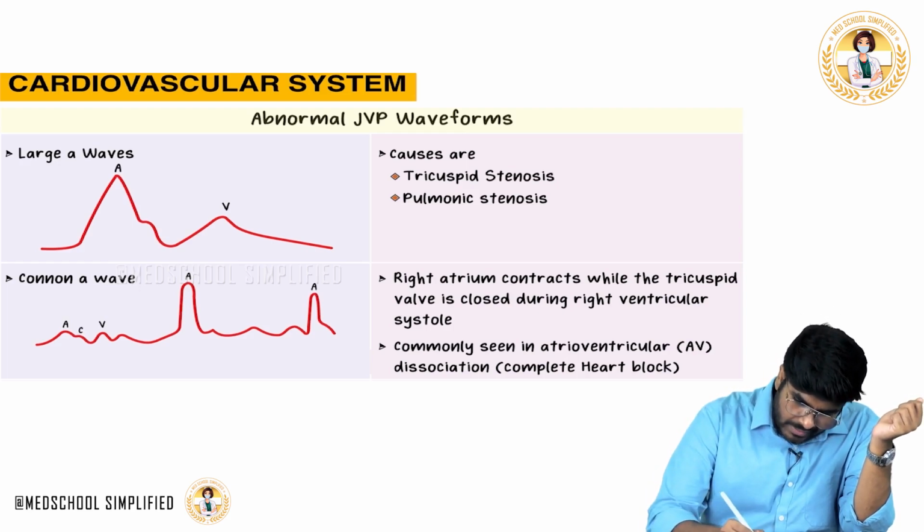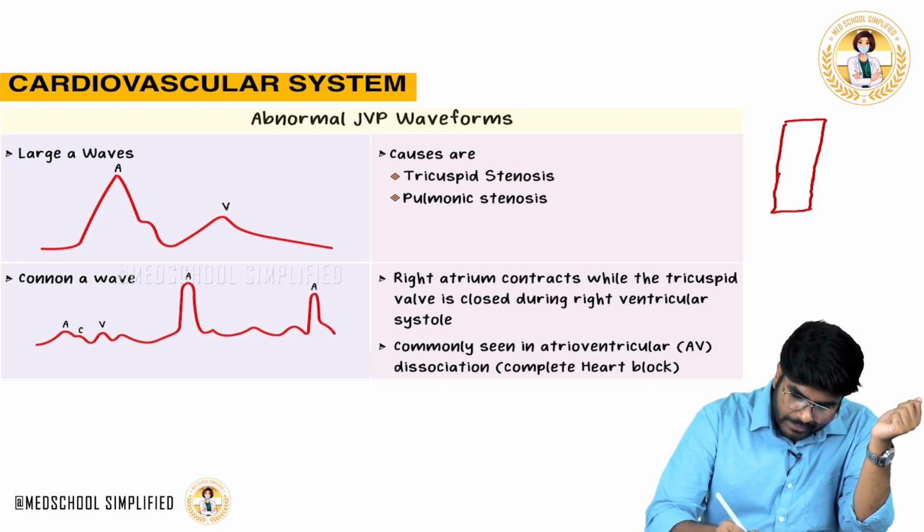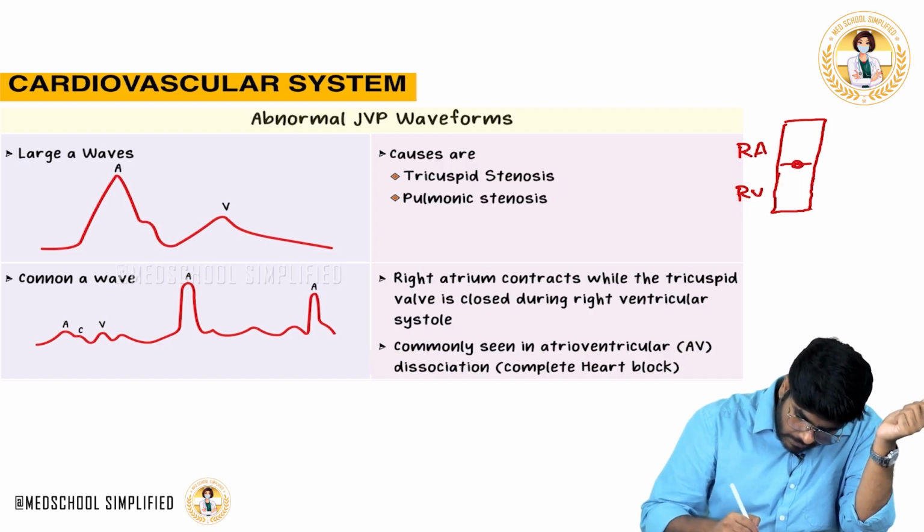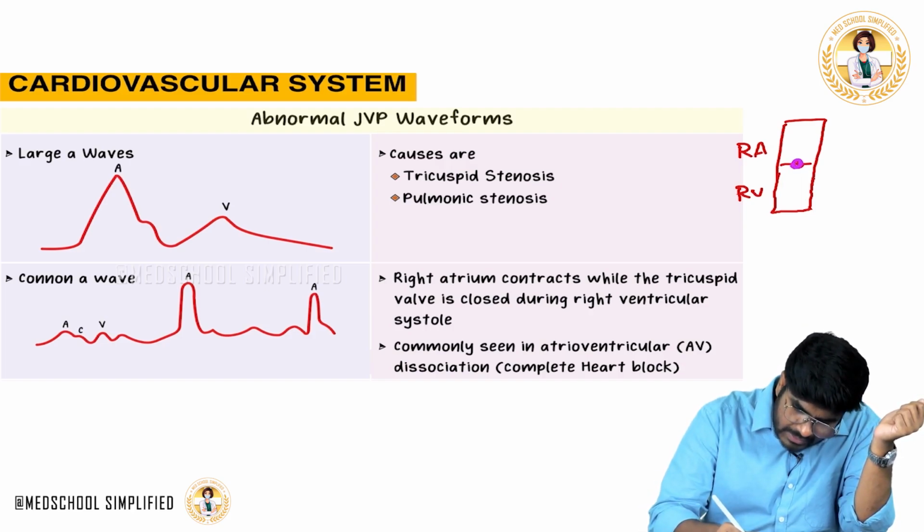Remember, let's try to understand something like this. I am showing the right side of the heart simply. Here is the right atria, this is the right ventricle. Now, what is tricuspid stenosis? Here is the tricuspid valve, right? Now the tricuspid valve is stenosed, tricuspid stenosis.